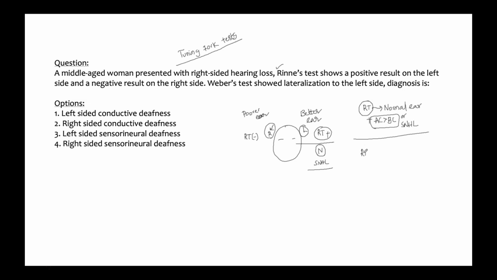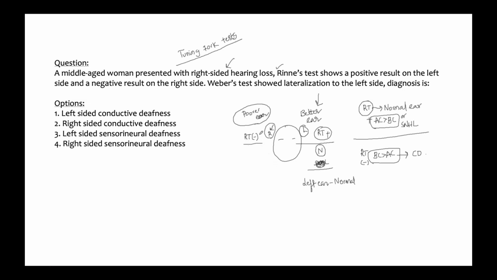When I say Rinne's test negative, that means bone conduction is more than air conduction. Where do you see this? Rinne's test is negative in case of conductive deafness. Because this is a better ear, I am taking out SNHL from this. So here in this case, left ear is normal because in the question they have clearly given that the patient has a right-sided hearing loss.